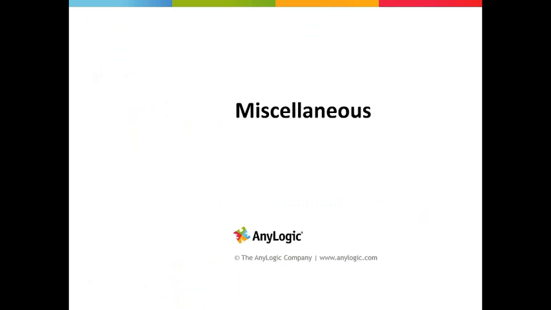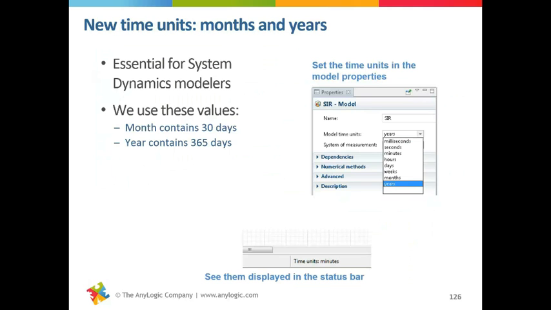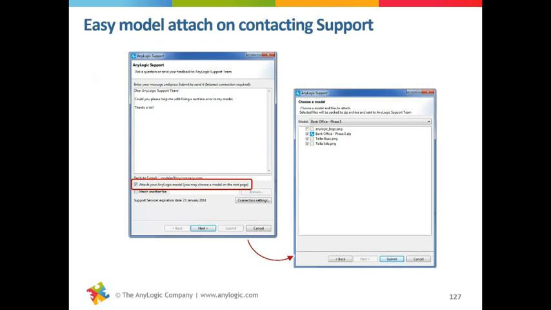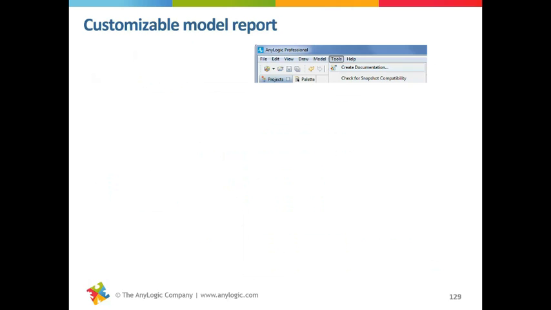Miscellaneous. AnyLogic 7 has new system dynamics healthcare models. Months and years have been added as options for model time units. A model can be easily attached when contacting support using the Get Support button. Within the Java editor, collapsible sections are an option along with line numbers.